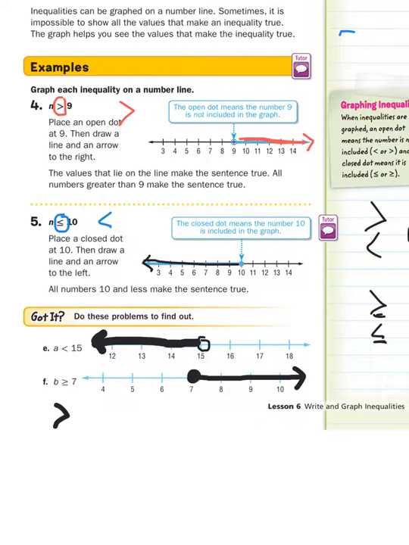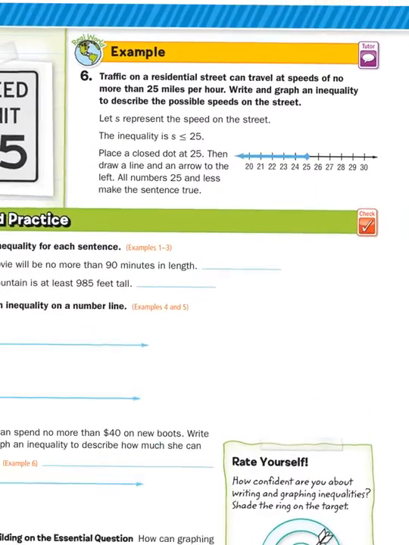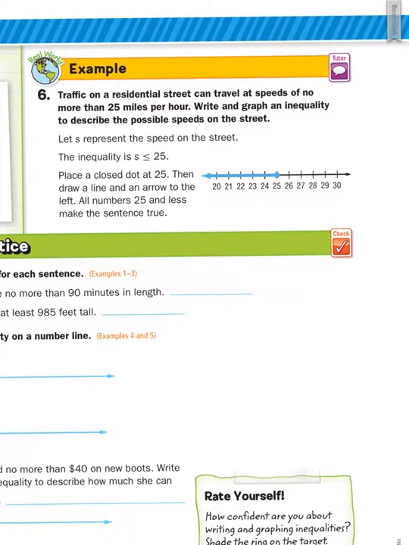Now, on to the last page, a more real-world example, and we'll show you how you could do this in the real world. In example 6, it says, traffic on a residential street can travel at speeds of no more than 25 miles per hour. I'm going to highlight that because that's important: no more than 25 miles per hour. Write and graph an inequality.